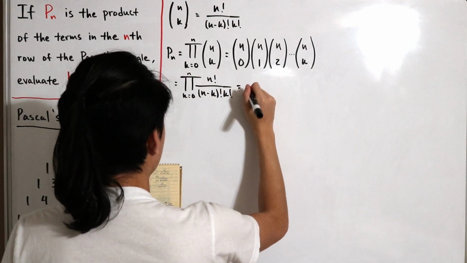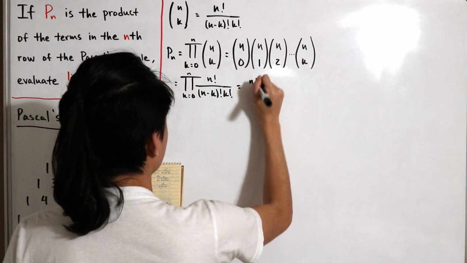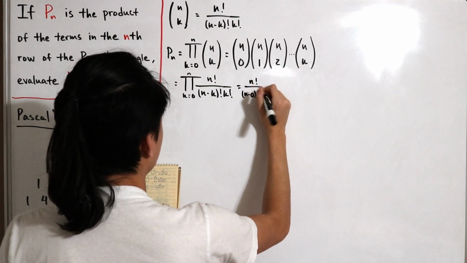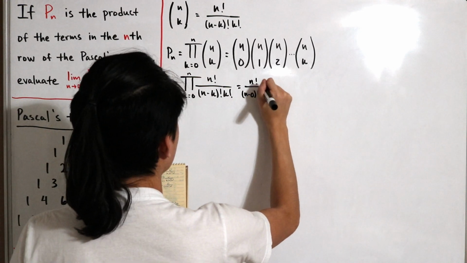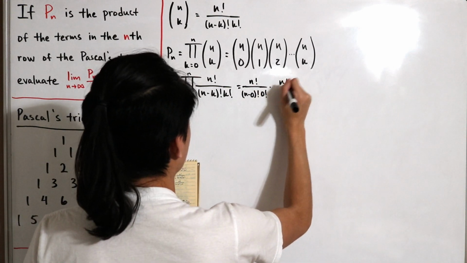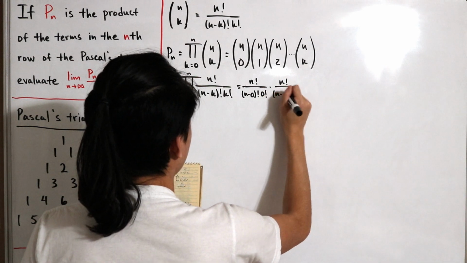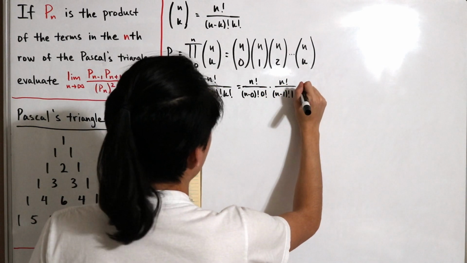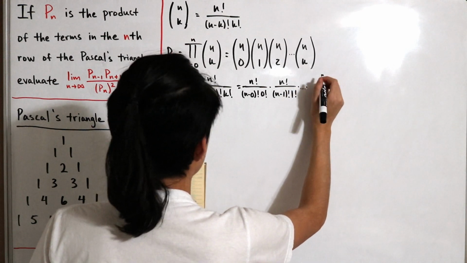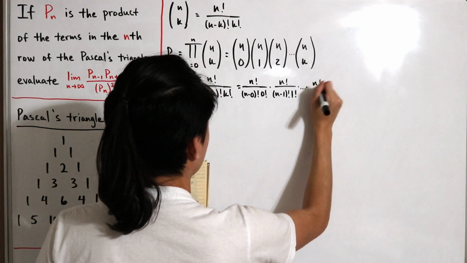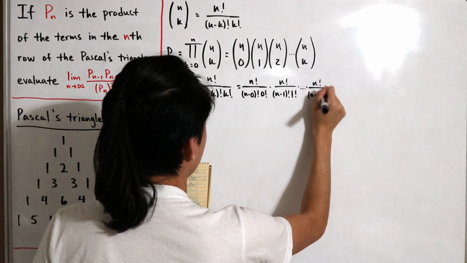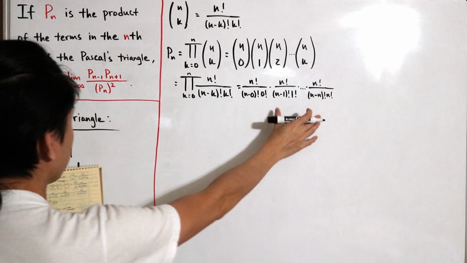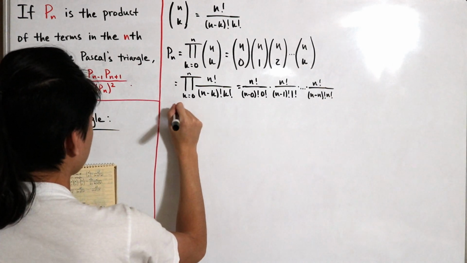So we have n factorial divided by (n minus 0) factorial times 0 factorial, multiplied with n factorial divided by (n minus 1) factorial times 1 factorial. Then we just keep going, so on and so forth, all the way up to n factorial divided by (n minus n) factorial times n factorial, like so. What we can do is find a little generalization.